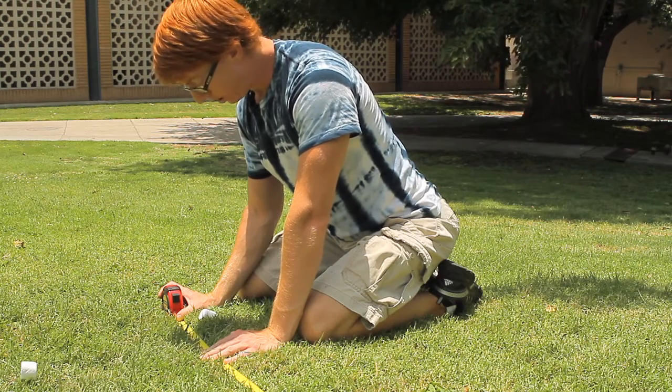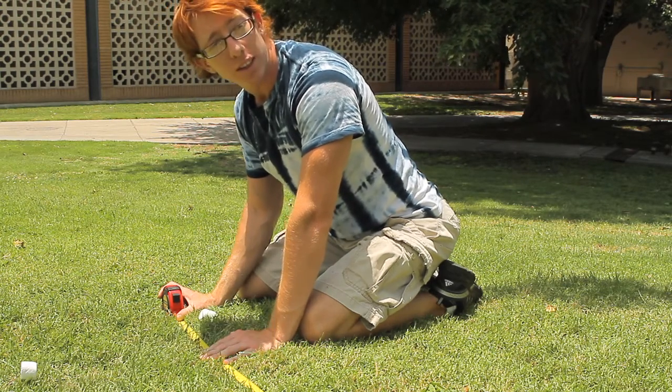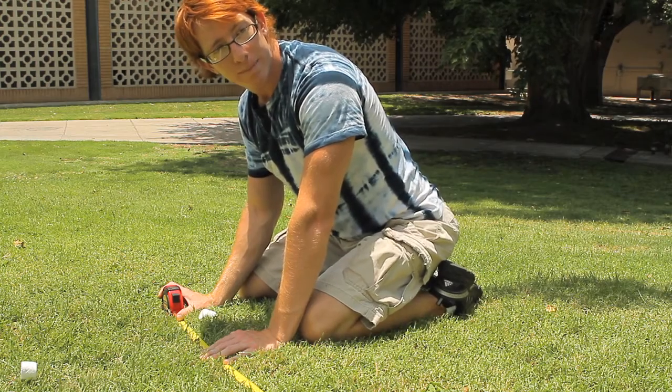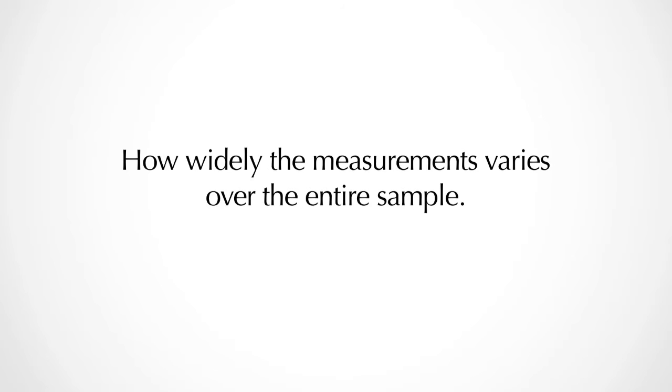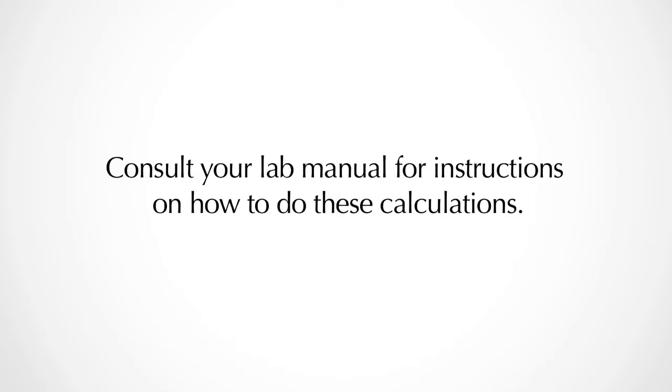It is thus important to sample as randomly as possible for the set of objects. Once you have measured 7 objects from your data set, stop and perform an initial data analysis on this sample. We want to determine the average value of the measurement and how widely the measurement varies over the entire sample. Consult your lab manual for instructions on how to do these calculations.